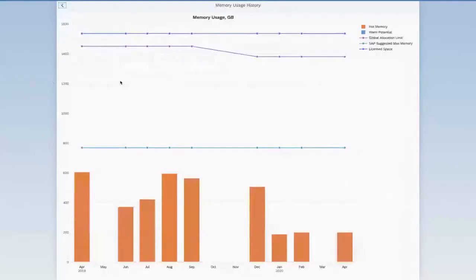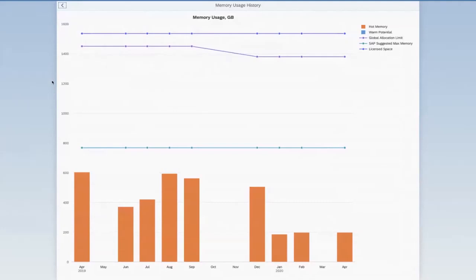I want to close off the demo by going all the way back and going to the memory usage history and give you this final picture, which shows you the trend of how the hot memory and warm potential developed itself in your system, or in this case in the demo system. You can see that data goes up over time and then again goes down once you actually act on the warm potential that you have.